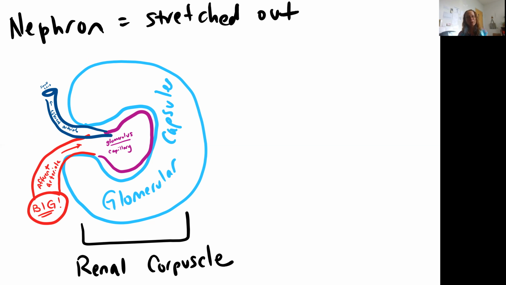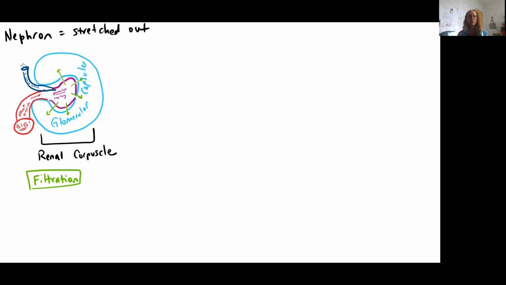And this will be important because the job of our glomerular capsule is filtration. Filtration is just a movement, this exit of material from the blood into that capsular space. Again, the term renal corpuscle refers to both components, the glomerulus as well as the glomerular capsule.